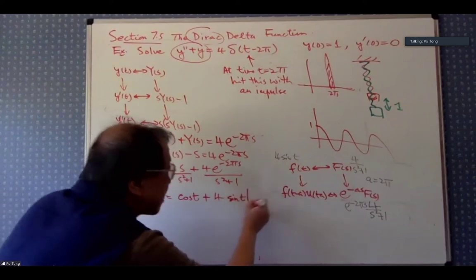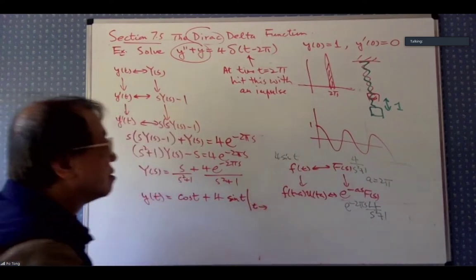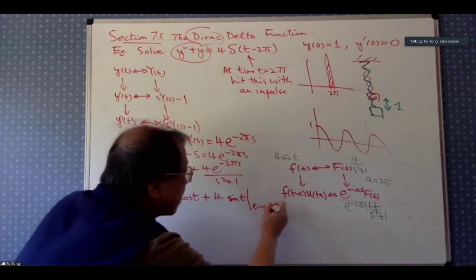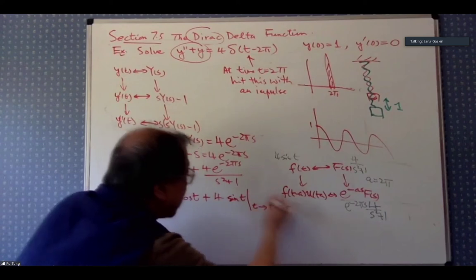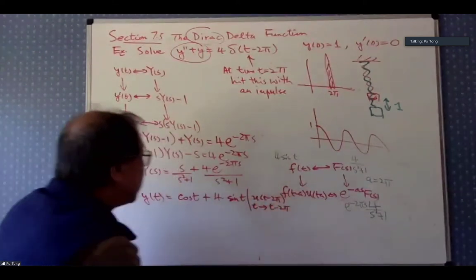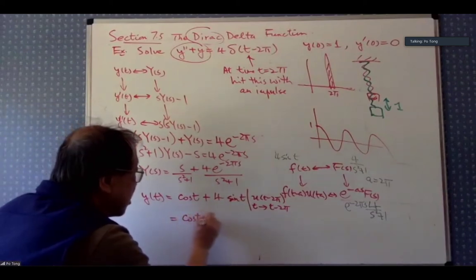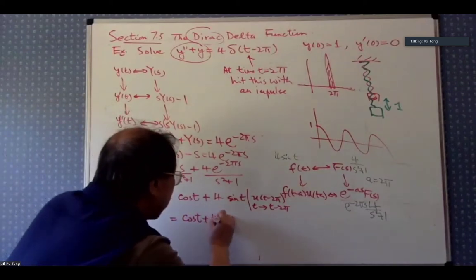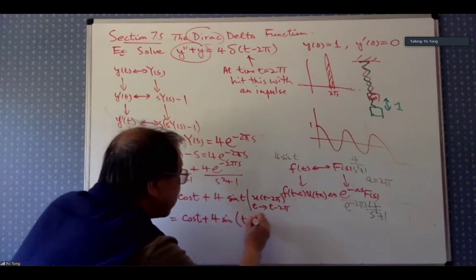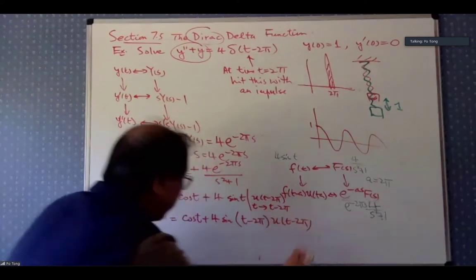4 sine t, except that we have to move this guy to what? Replace t by t minus 2 pi, and then u(t minus 2 pi). Yes. Thank you. Yeah, that was a sign. Okay. So 4 sine of t minus 2 pi, u(t minus 2 pi).